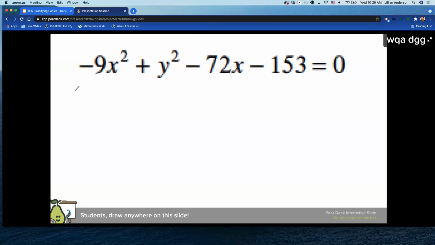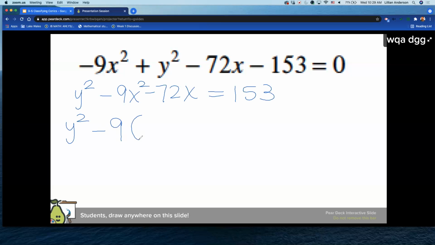Because for one, your y's are the positive one. It's your x's that are the negative. So that lets you know. I don't have to complete the square for the y's, but I do need it for the x's. So I factor out a what? A -9 to get x squared plus 8x. What's half of 8 squared?